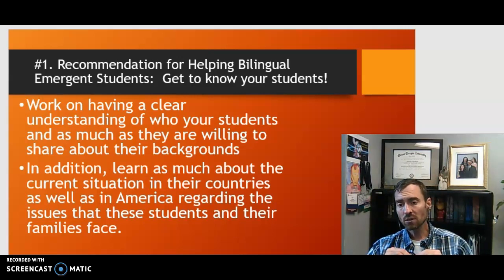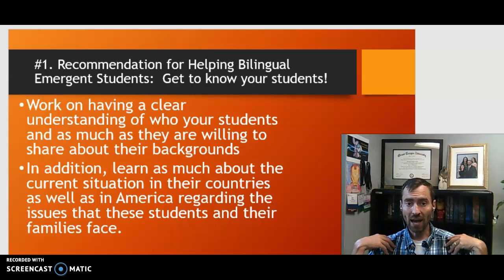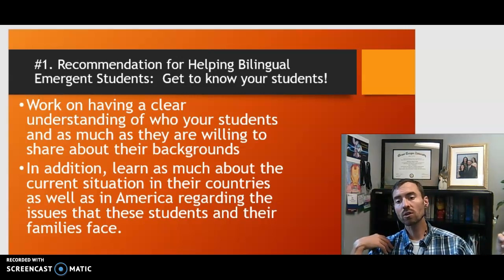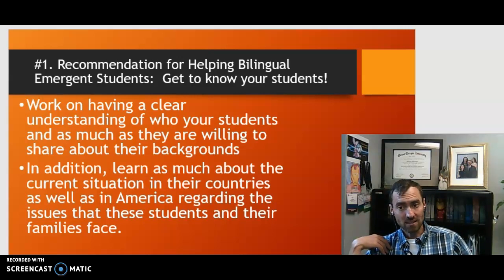In addition, on your own, without trying to get the student to be the expert, learn as much as you can about the country and the region they came from. So if a student tells you that they came from Mexico, that is the equivalent of a student saying they came from America. There is a big difference between a kid who came from Los Angeles in America and a kid who came from Wayne, Nebraska, right?